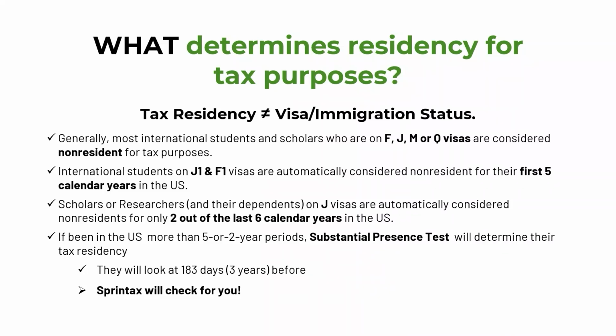If you don't know whether you would count as a resident or not for tax purposes, do not worry. The good news is that Sprint Tax will figure out your tax status for you for free. All you need to do is complete Step 1 of the Sprint Tax questionnaire to find out whether you are a resident or non-resident for tax purposes. And this service is provided free of charge.